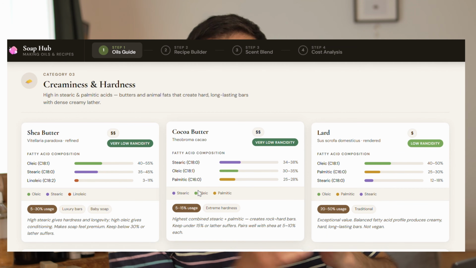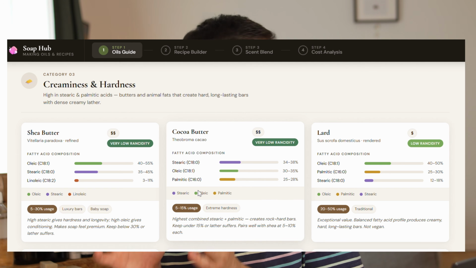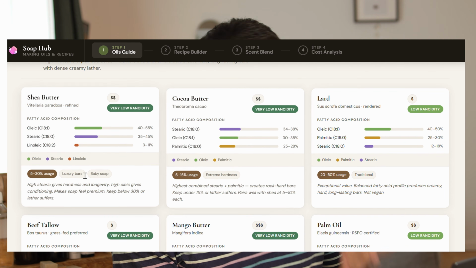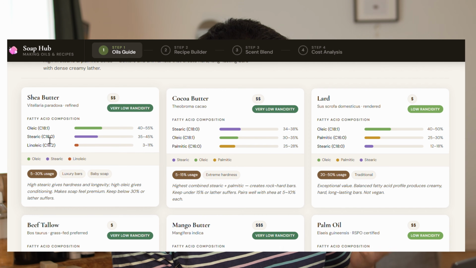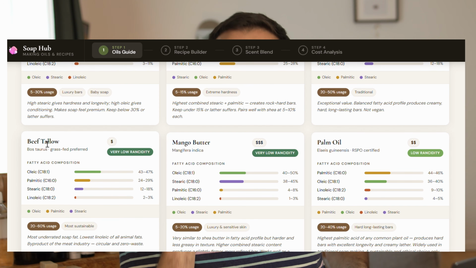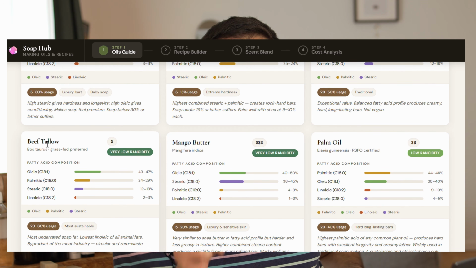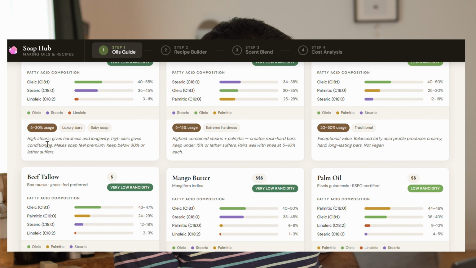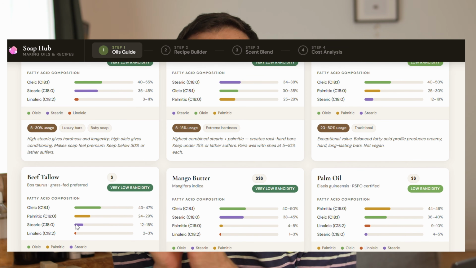And now the third category is the one that I want to talk a bit more about today, which is creaminess and hardness. Here we have shea butter. Shea butter is high in oleic and stearic acid, but beef tallow is high in oleic, palmitic and stearic acid. So that's the difference between shea butter and beef tallow: beef tallow has a higher concentration of palmitic acid. And what palmitic acid does is that it creates this very stable, luxurious and long-lasting lather.